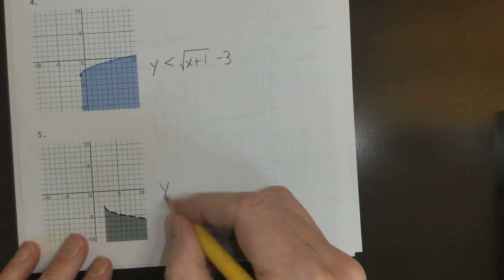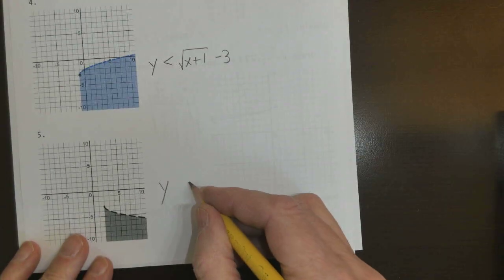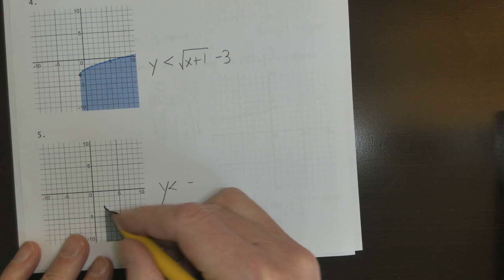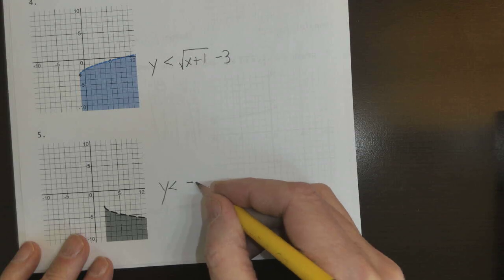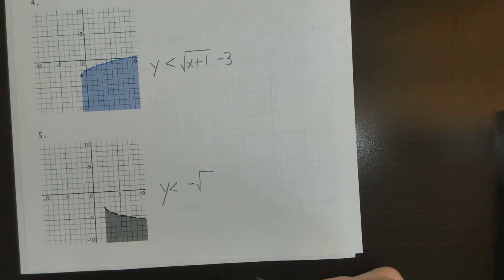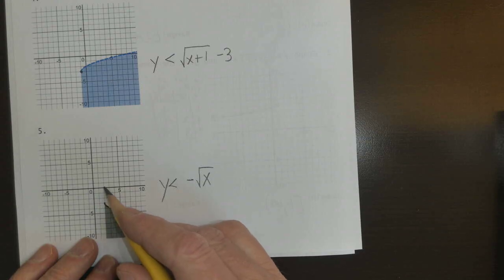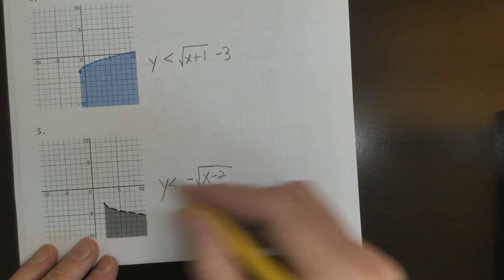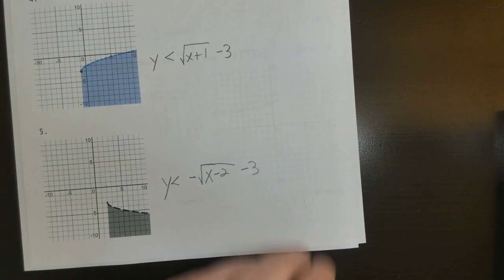Now number 5, now notice how this curves up, this one curves up, this is curving down. So I'm going to go less than because it's shaded below, and I'm not going to underline it here because it's a dotted line, but I'm going to put a negative in front of the square root because of the way it's curving. That makes it curve down like that. And I'm putting the x, and I'm shifting it 2 units left, plus 2, and I'm shifting it 1, 2, 3 units down. I'll put a minus 3 here. Okay, that's how those will work.